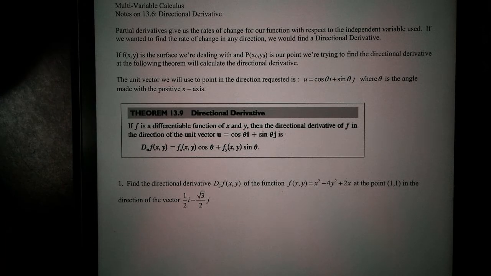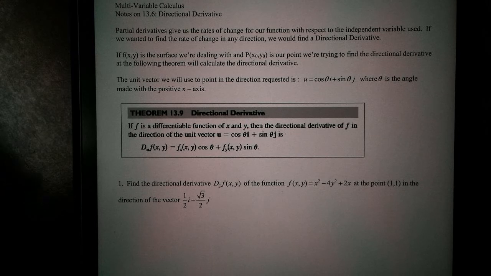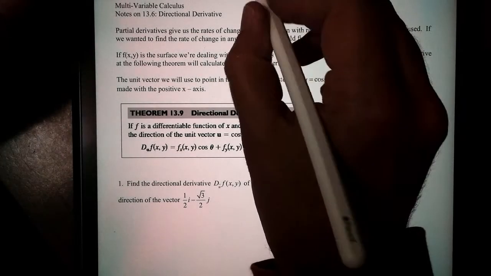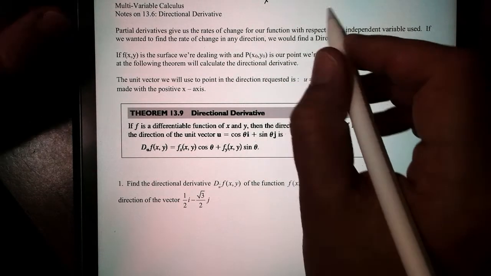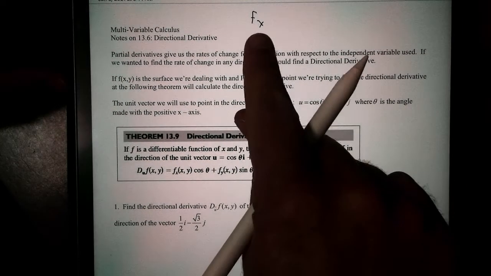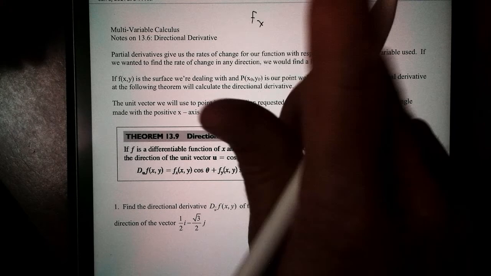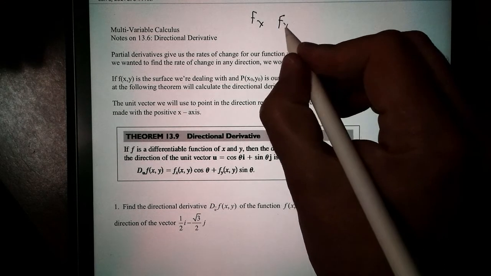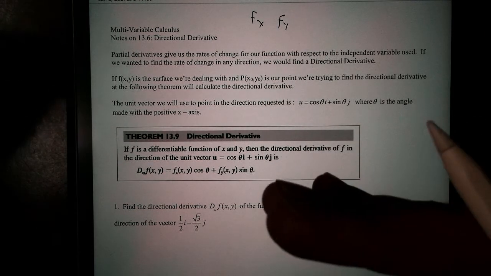Hi, welcome back. Today we're looking at partial derivatives. Now we talked about how partial derivatives, for example, if I have the partial derivative of f with respect to x, this would give me the change of the function in the x direction. And if I have something like fy, that would give me the change of the function in the y direction.